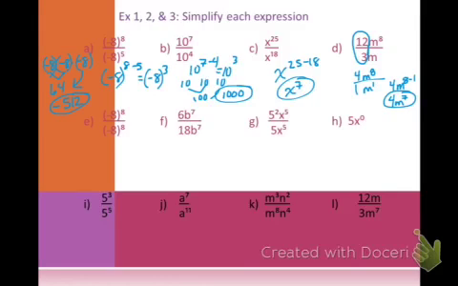E, your base is negative 8. And you go 8 minus 8. Negative 8 to the 0 power. What does any number or any variable to the 0 power equal? It equals 1, not 0, 1.